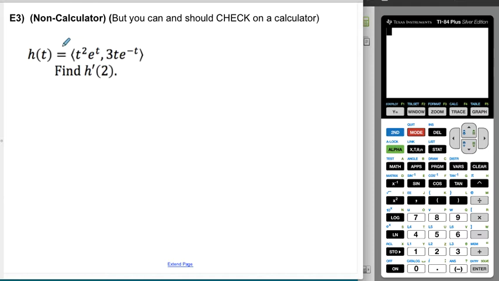All right, so let's go ahead and find this. Now, this is one I can check on the calculator. I'm finding h prime of 2, not the equation for h double prime or h prime, just h prime of 2. So I can find this on a calculator if I want.